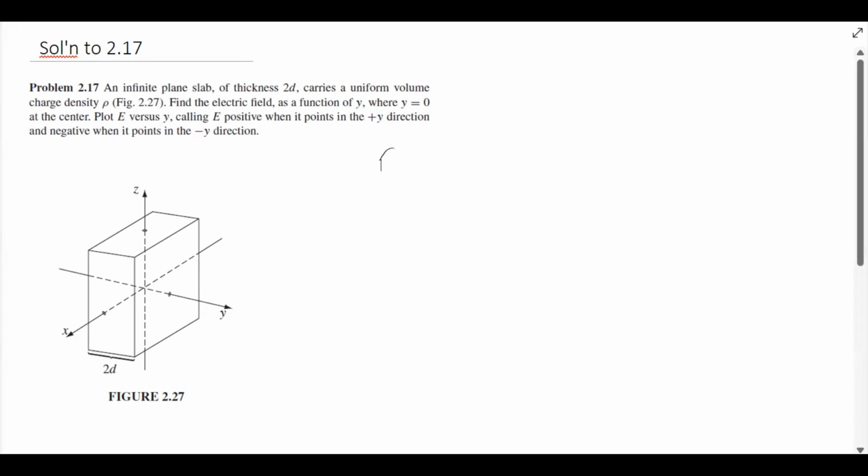And so to proceed, we will be using Gauss's law. Gauss's law states that we have a closed surface integral of the electric field dotted with some infinitesimally small area dA equals the charge enclosed, Q enclosed, over epsilon naught. And so we will be using a Gaussian pillbox inside this slab to proceed.